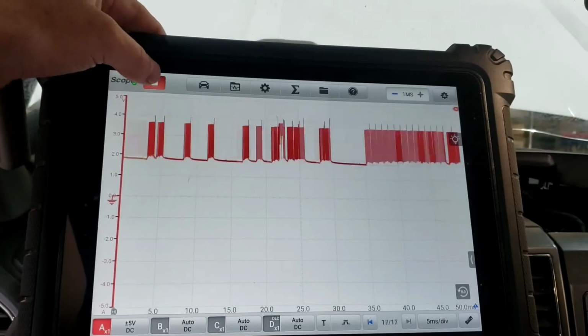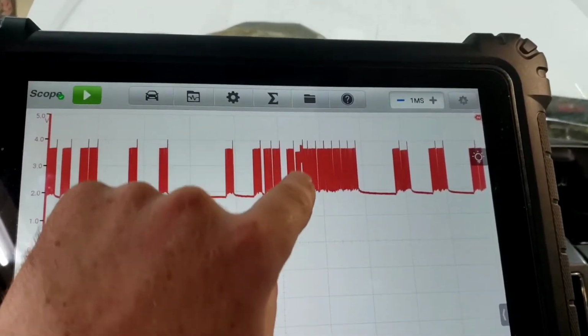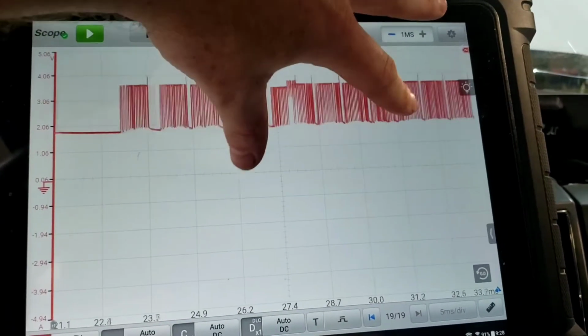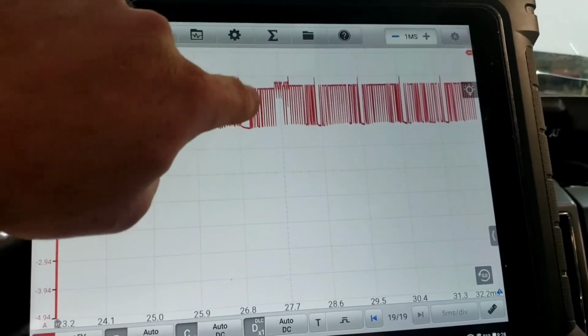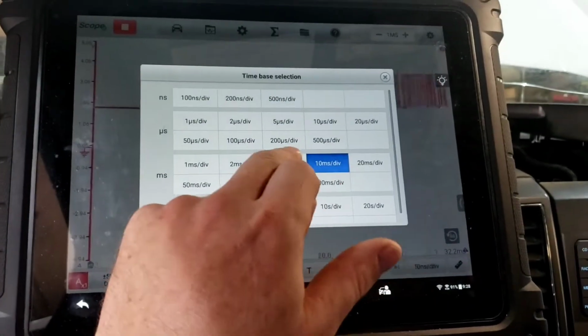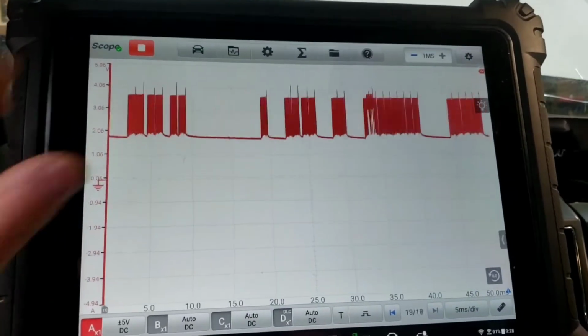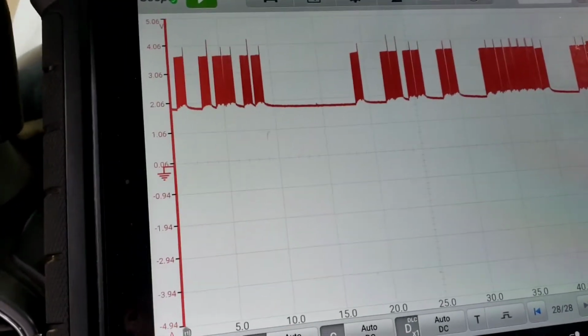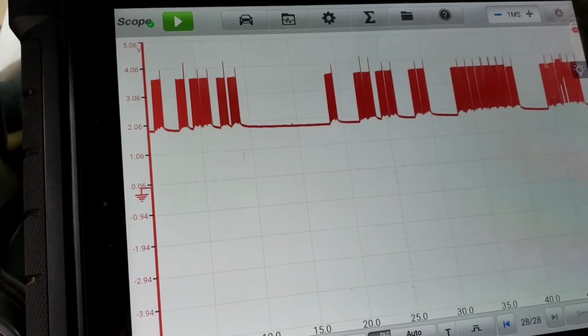If I can catch it again. Yeah, right there. That message there is not even going to ground. That's hash. That's not good. So that's another anomaly in here. That's CAN high. We're going to go to CAN low, which is going to be a mirror image of it. So I'm going to get my other scope lead and go there next.